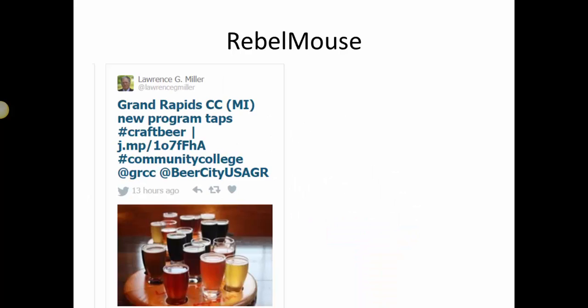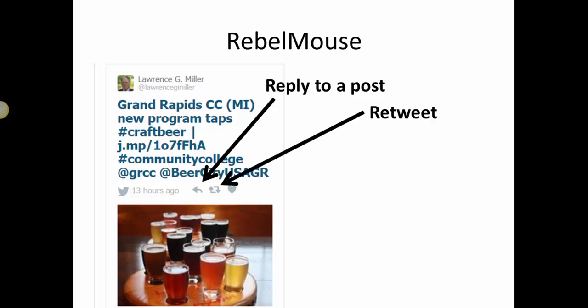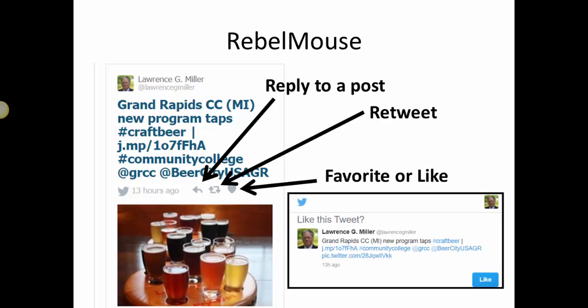Now here's a particular piece of content that I put out, a tweet about a program at a college for craft beer. And one of the things that you can do directly from Rebel Mouse is reply to a post. You can also retweet it, or you can favorite it or like it, as Twitter calls it now. And this is the interface that will pop up when you click that little heart button there. And so then you can say, yes, like.